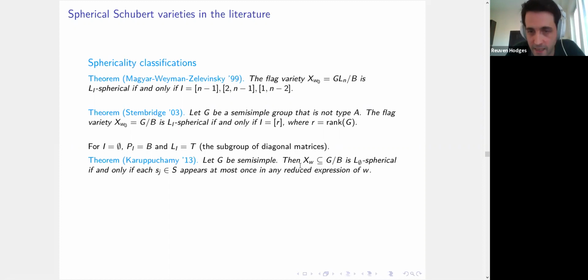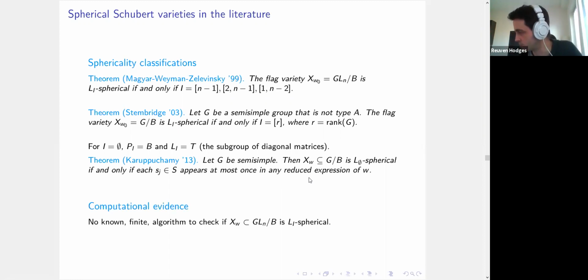What he says is that the Schubert variety X_w in G/B is L_empty-set spherical, that is T-spherical, that is toric, if and only if each simple reflection appears at most once in any reduced expression of w. And this should look really familiar. This is all very similar to the stuff we were talking about at the beginning of the talk, and I'll make that slightly more explicit in a second.